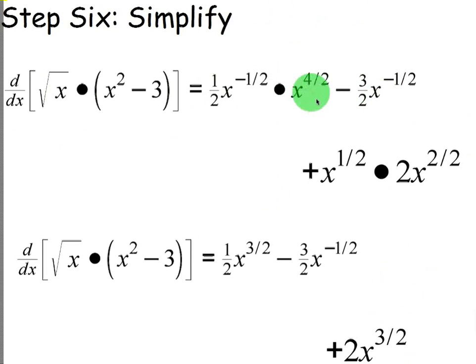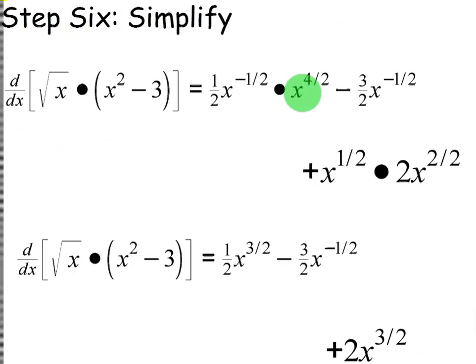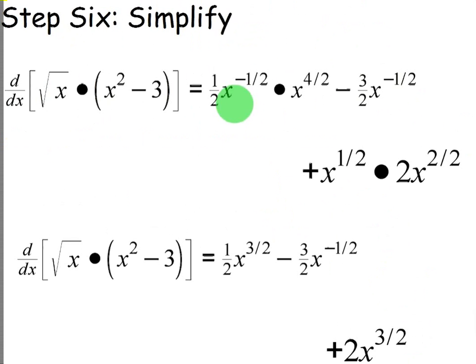And in order to add the exponents, we have to convert this x squared to x to the 4/2 so that we can add these. So that's what it did here. And then we multiply into the second term. It would just be minus 3/2 x to the negative 1/2. So that's how we got that.